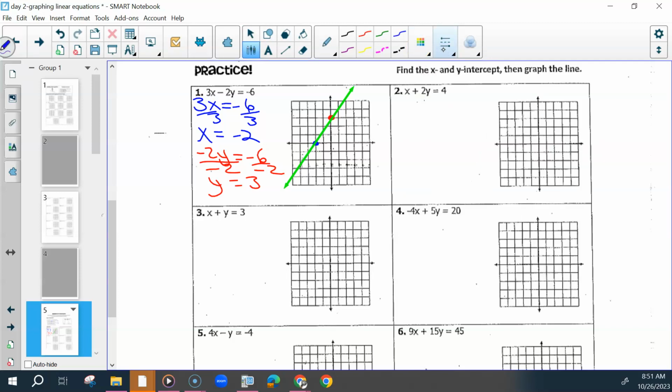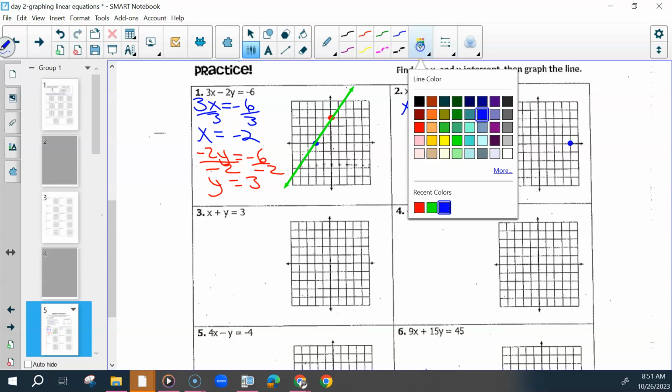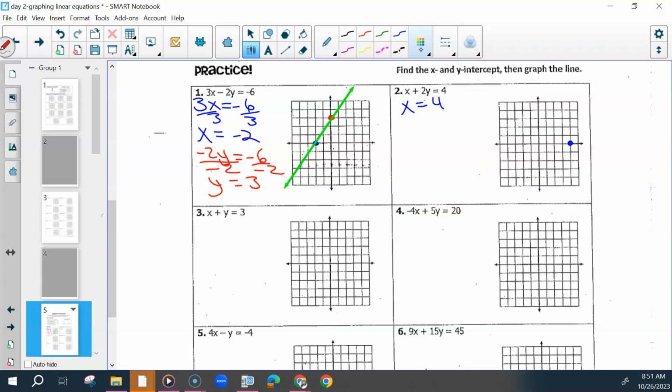So for number 2, if we were covering up the y term, what would be left? X equals 4. That's it. There's no work. You would just put that and plot the point. But for the other one, if we were covering up the x term, what would be left? 2y equals 4, and you would divide both sides by 2. And plot that point at +2. And then graph that one.